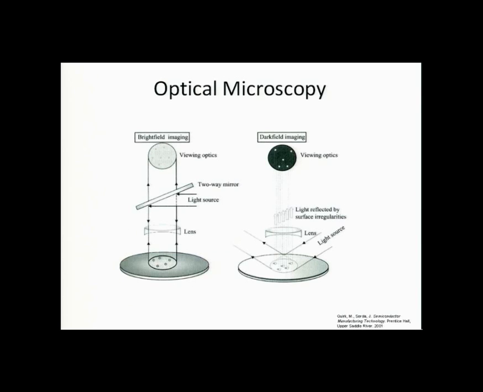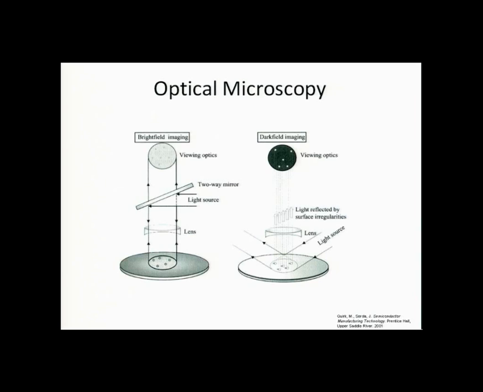So here's a basic setup for two forms of optical microscopy. On the left, we see the setup for bright field imaging, where we have a light source coming in on the right side. We use a two-way mirror. Light passes through a lens, hits our sample, bounces back up, passes through the two-way mirror, and then we have several viewing optics where we would position our eyes or a camera if it were sent to the computer.